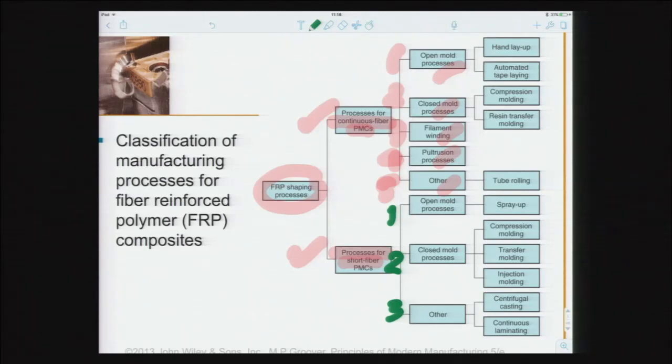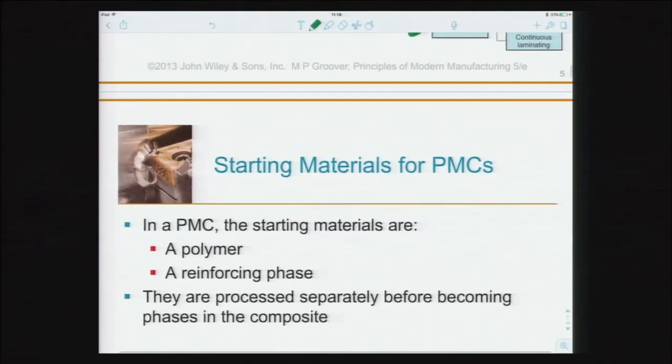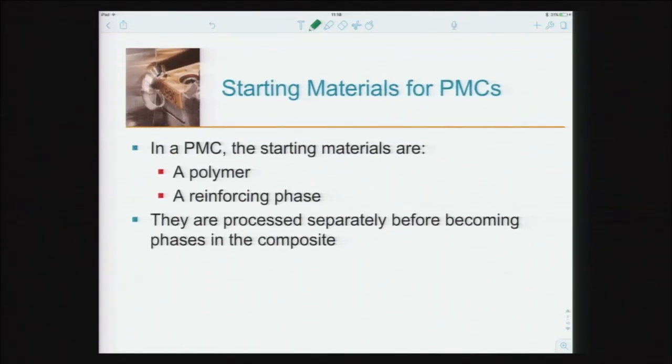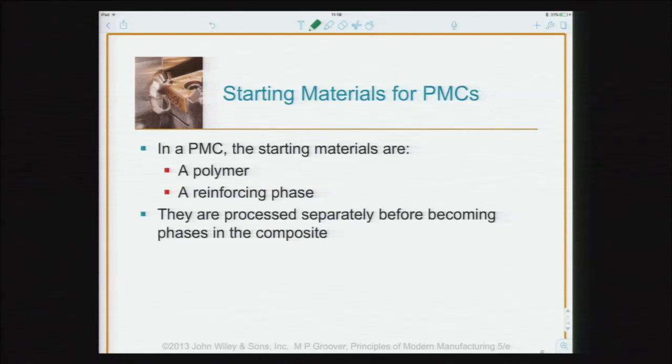Alright, so again, the difference is the length of the fiber, continuous fiber and short fibers. For continuous fibers, you can use 5 processes, but for short fiber, you can use only 3 processes, 3 categories. Details of this will be explained in the following slide. Okay, so let's see slide 6.